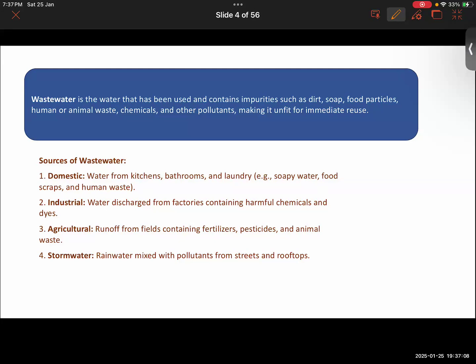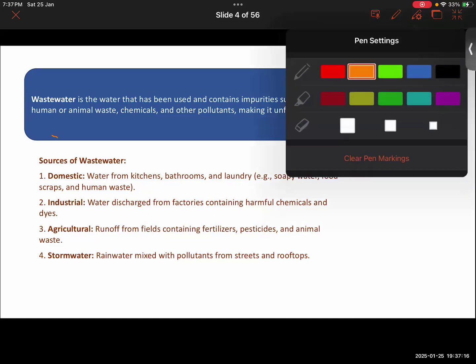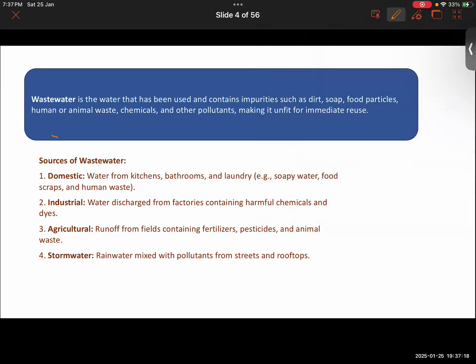In the previous classes, we had learned what is wastewater, what is sewage, and all that. We learned that wastewater is the water that has been used and it contains so many impurities. It contains dirt particles, soap particles, food particles. It will contain human and animal waste materials, human and animal fecal matter, urine, etc. And it will have some solid waste in it too, like plastic bottles, polythenes, etc.